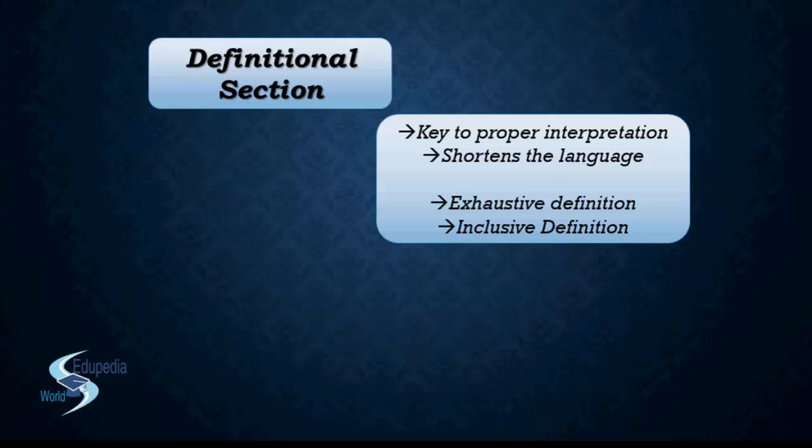Then we have seen that the definitions are basically of two types, that is the exhaustive definition and the inclusive definition. Exhaustive definition means that there is nothing more than whatever is said. So whatever the statute has specified in the definitional section, that is it. You do not have to go beyond that.